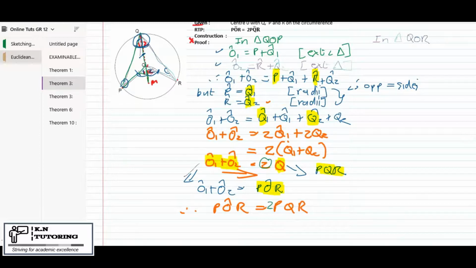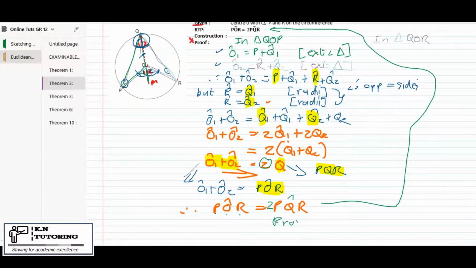Okay. Now let's look at what we are required to prove. Is it the same as what you got? The answer is yes, because it's 2 times PQR, and this has been proved. Apologies for all this mess, but this is what Euclidean geometry is all about. You need to have different colors so that you can see which angles are equal to which angle. I hope this makes sense.